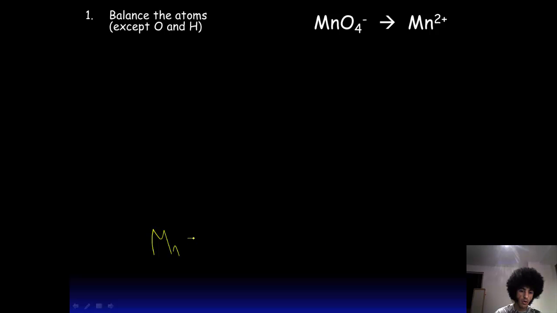Let's try another one. Here I've got MnO4 minus, this comes up quite a lot, going into Mn2 plus. Again, we'll go for the same process. I'm going to write it out again. MnO4 minus, making Mn2 plus. Now, the atoms are already balanced for the manganese, so that first step's already done. So I've got 1 to 1.